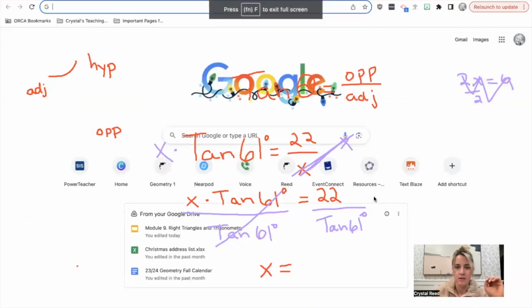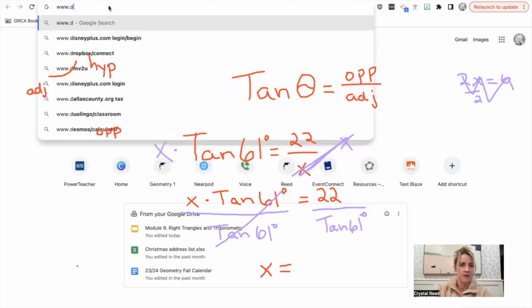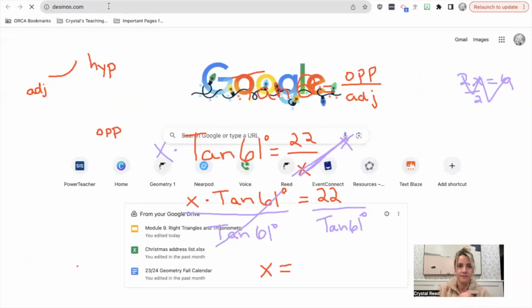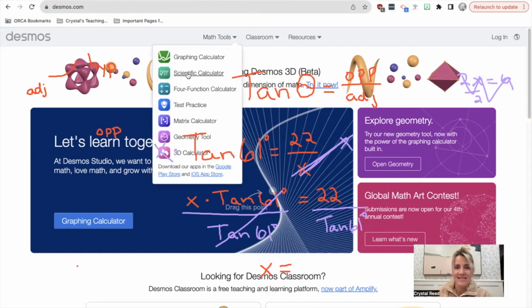Here's my new tab. We're doing 22 divided by tan 61. I'm going to leave that on the screen so don't forget. It's www.desmos.com. From here, make sure you're clicking the right calculator. Click on Math Tools and choose the scientific calculator. That's the one we're going to be using.